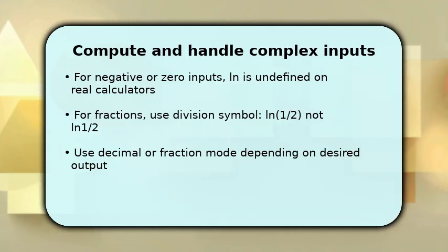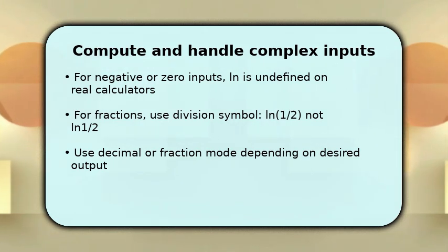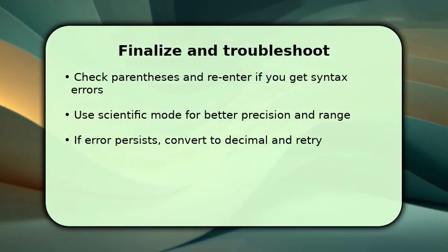Make sure to press equals only after the full argument is entered, so the function applies correctly. Finish by reviewing the result for plausibility. A positive input yields any real number. Small inputs yield negative results.